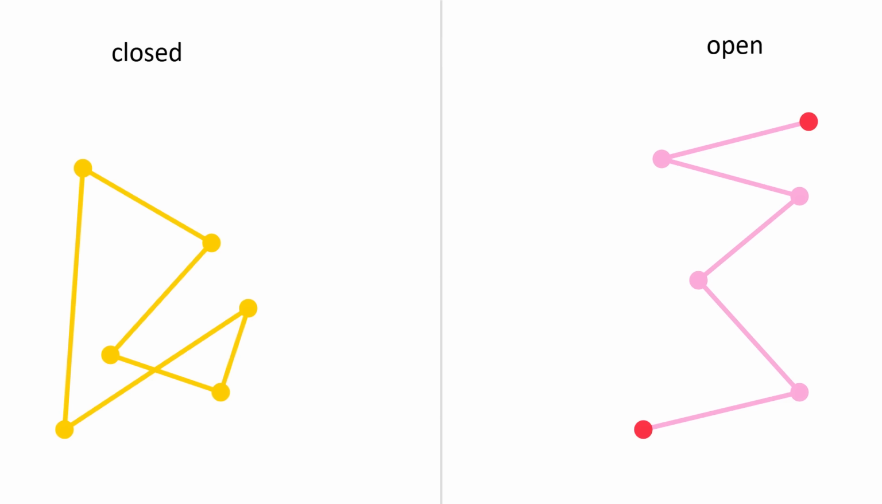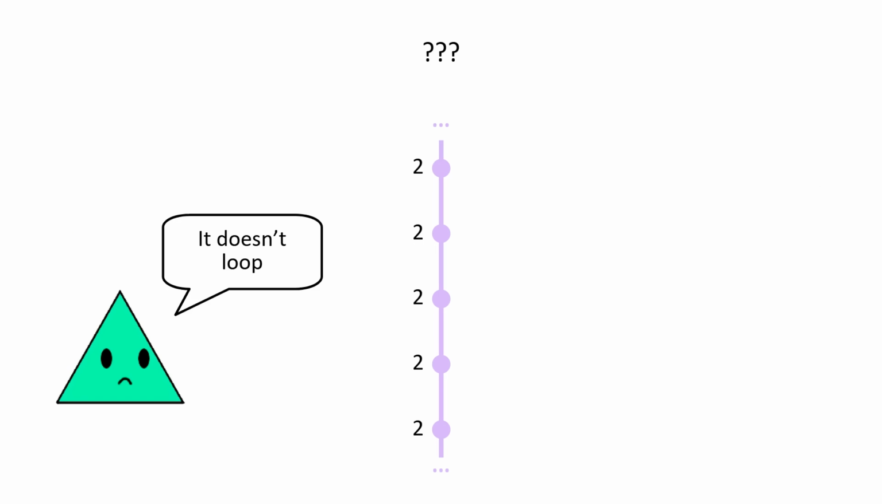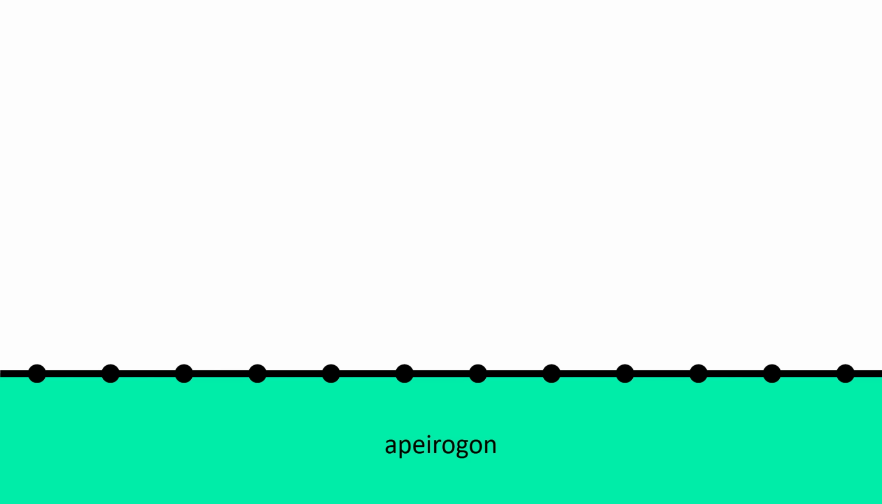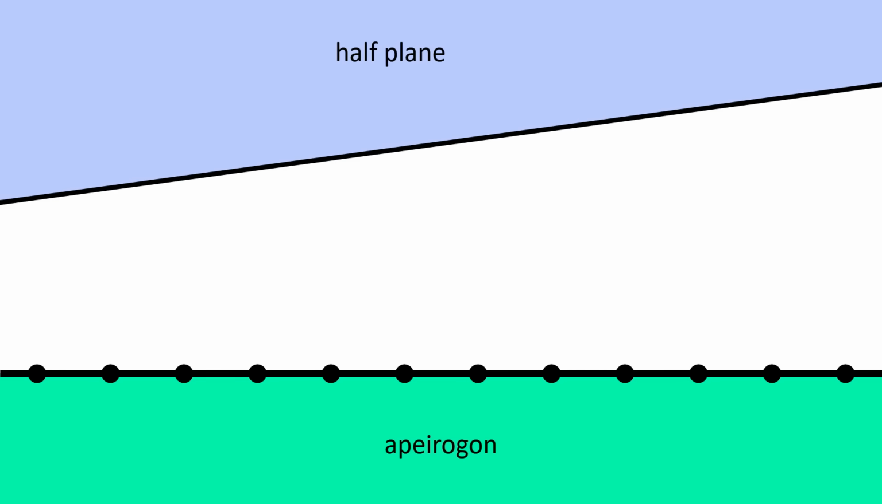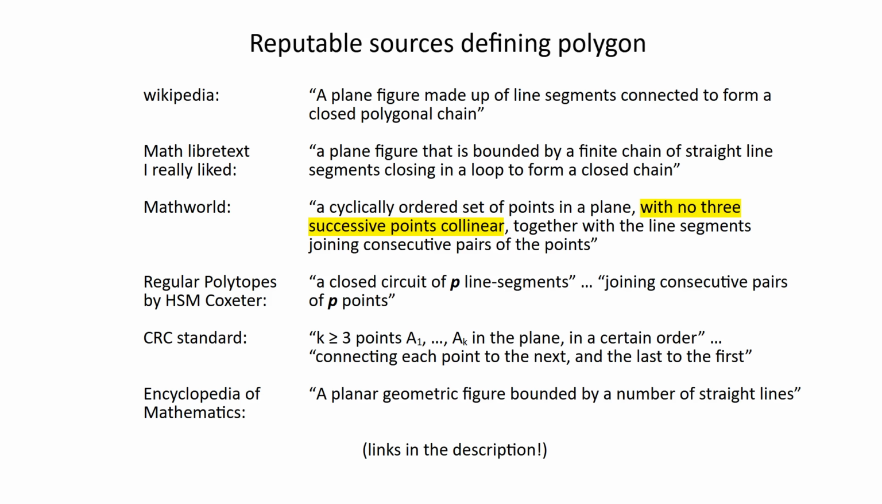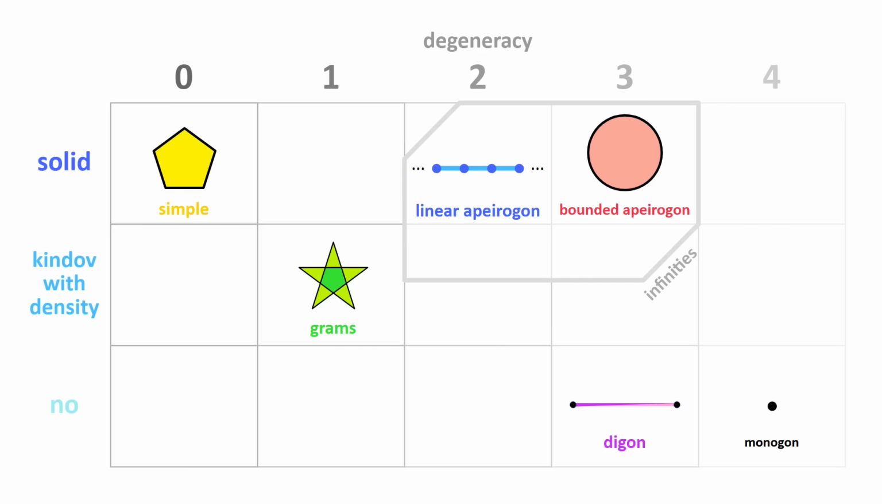An open polygonal chain will have endpoints with only 1 line segment each, whereas on the apeirogons, every vertex has 2 line segments, so it doesn't exactly loop around, but it doesn't stop either. Even still, both forms of the apeirogon are degenerate in their own ways. The linear apeirogon is geometrically indistinguishable from a half plane, while the bounded apeirogon looks like a circle. And the angles being 180 is actually forbidden by MathWorld. So these will score 2 and 3, but they also introduce the infinity category.